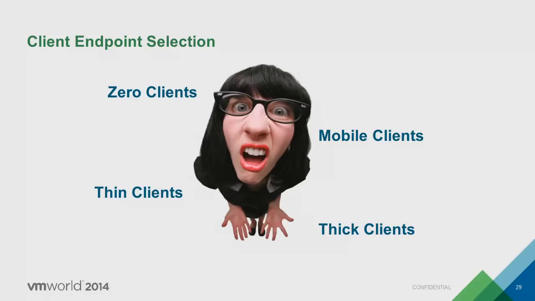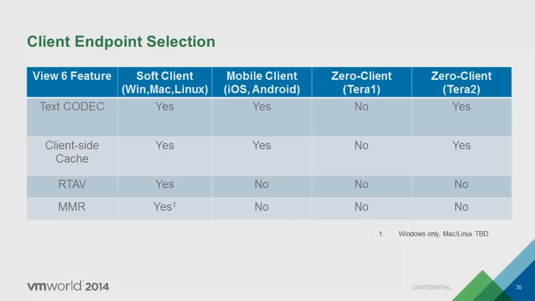Should we go with zero clients so we don't have to manage an OS, or do we need to go with thick clients because we've already got the hardware there? Or our users want to be mobile as well, so maybe we should use a mobile client. There are so many options now, and a lot of people get confused about what we should use and when we should use it.